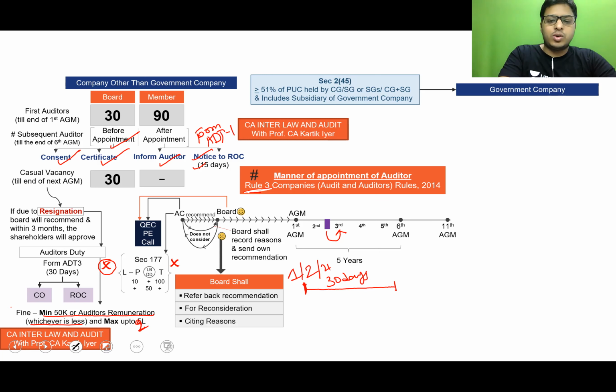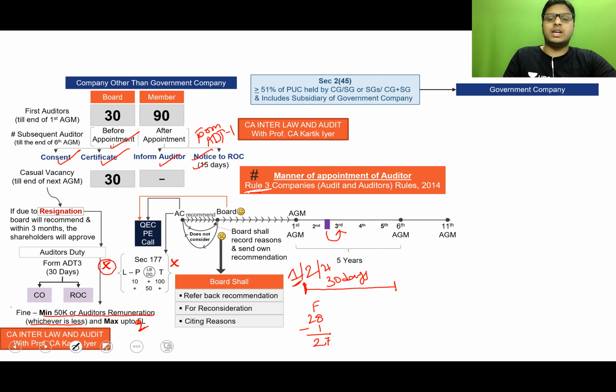So in 2021, what will you take? In February month, how many days are there? 28 days are there in February, correct? How many days have already passed in February? You just look at this day. Date of resignation is 1, so you do minus 1. Your answer will come to 27 days. So 27 days are covered here.